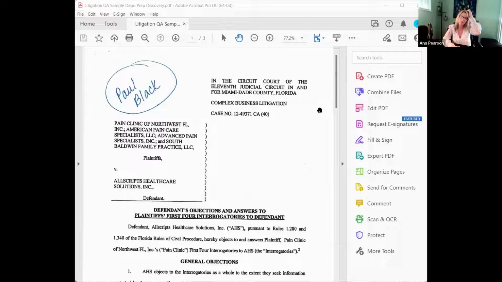So let's say Paul Black is our deponent, and you're putting together the prep notebook so that the attorney knows, what does Paul Black know or maybe know? What does the other side say in their discovery responses that Paul Black knows or might know? So this is what it might look like in the Depo Prep Notebook.